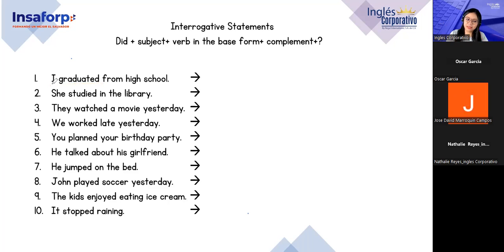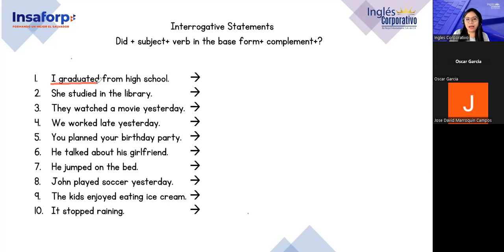So what does it mean? If I have an affirmative statement, how do I make an interrogative statement? ¿Será que puedo de una oración afirmativa crear una pregunta? Yes, I can. So what is the formula that we need to follow? At the beginning, we are going to have the auxiliary did. Did se usará con todos los sujetos: I, you, he, she, it, we, and they. Todos los sujetos aplica con el mismo auxiliar. We have the auxiliary did at the beginning. Then you're going to write the subject.